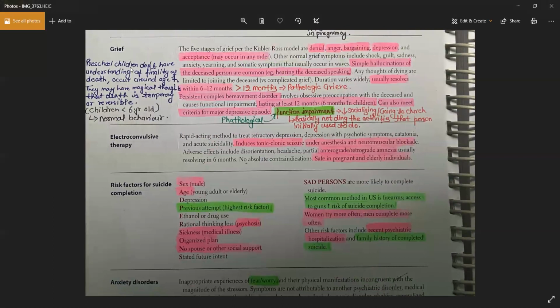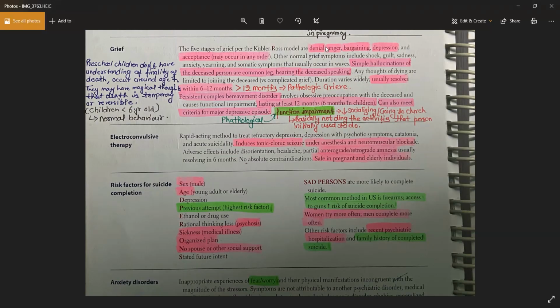Then you have grief. You need to know about the 5 stages. The first one is denial, which we have discussed, which is an ego defense, right? Whenever a relative of the patient dies, they are first in a denial phase. They just do not believe that the person is gone. So they will be in a denial phase.